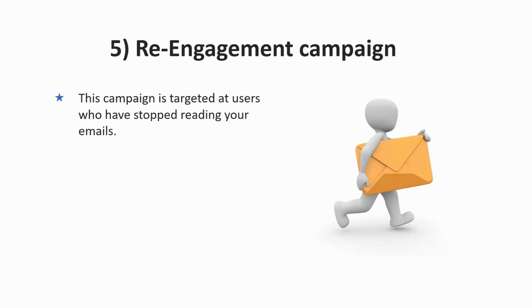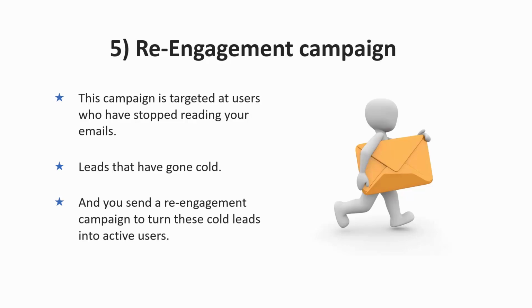The last campaign type is called a ReEngagement campaign. This campaign is targeted at users who have stopped reading your emails, so leads that have gone cold. And you send a ReEngagement campaign to turn these cold leads into active users. So this is a message in which you call out the fact that the user hasn't been engaging with your content and ask them to click a link to confirm that they still want to receive your emails.